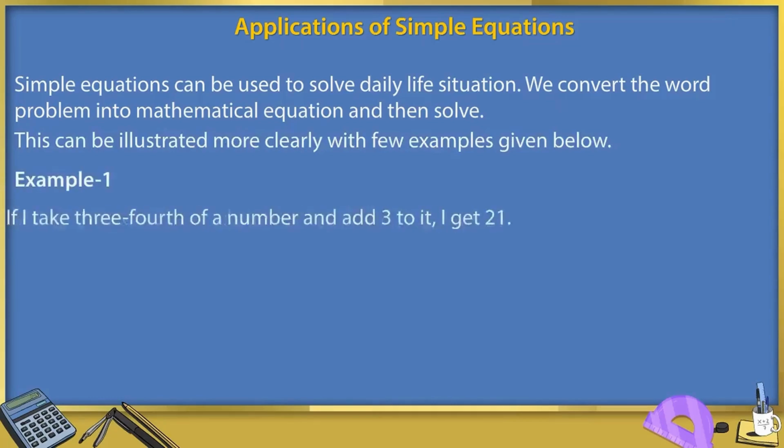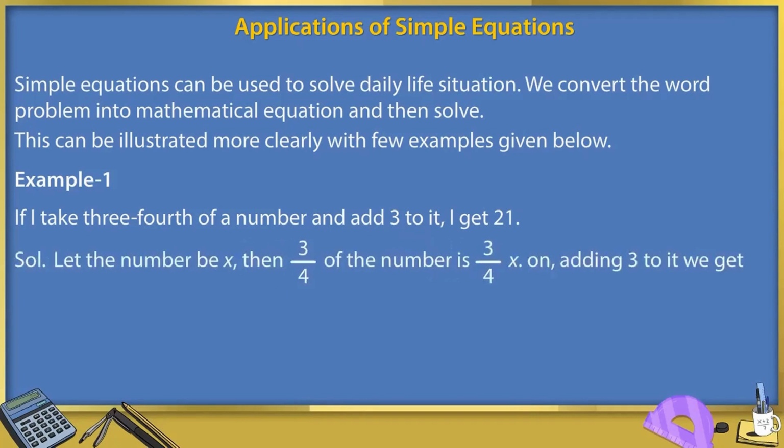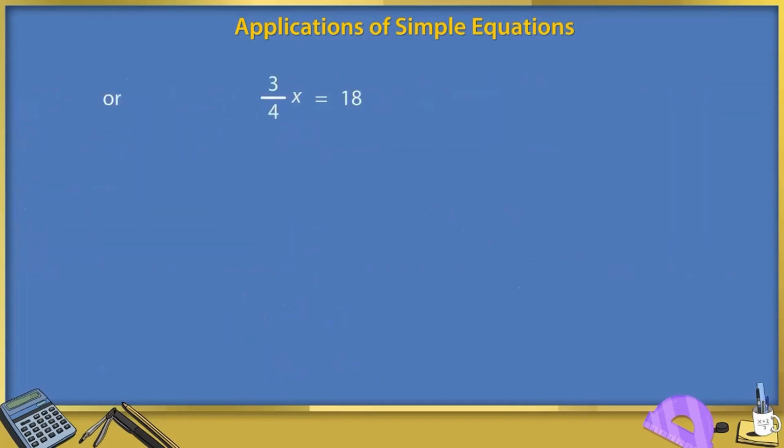Example 1. If I take 3/4 of a number and add 3 to it, I get 21. Solution. Let the number be x, then 3 by 4 of the number is 3 by 4x. On adding 3 to it, we get 3 by 4x plus 3 is equal to 21, or 3 by 4x is equal to 21 minus 3, or 3 by 4x is equal to 18.